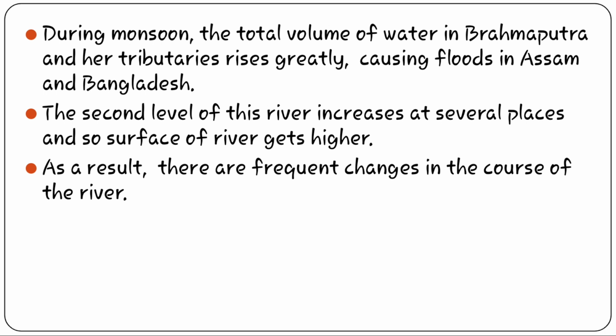With this, we come to the end of Himalayan river system. I hope you got a clear idea about the three main river systems of Himalayan rivers, that is the Sindhu river, then Brahmaputra river, and the Ganga river system. Okay. Now we are moving to the next topic, that is Peninsular river system.